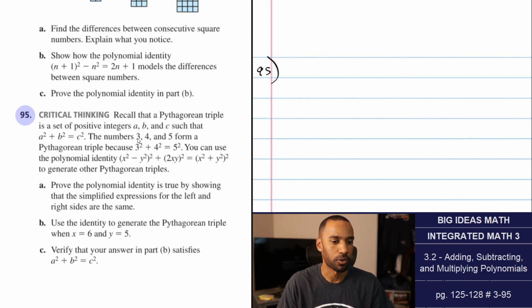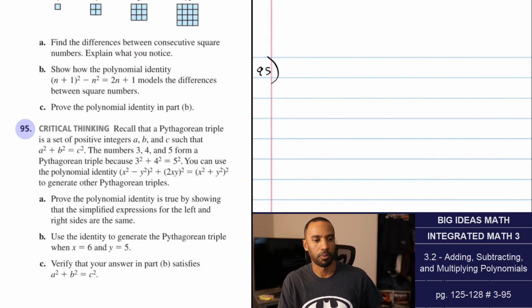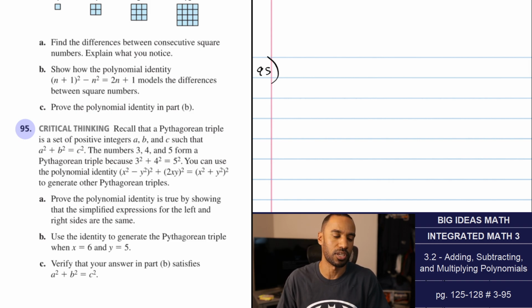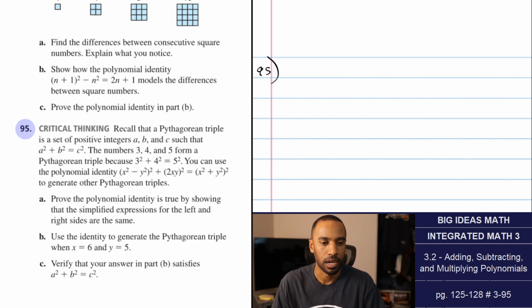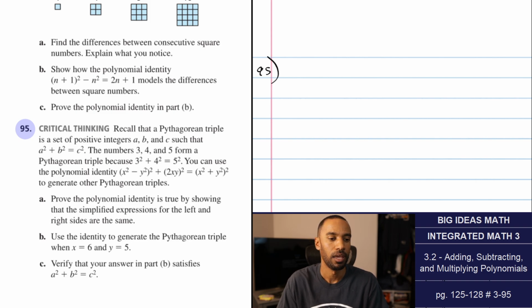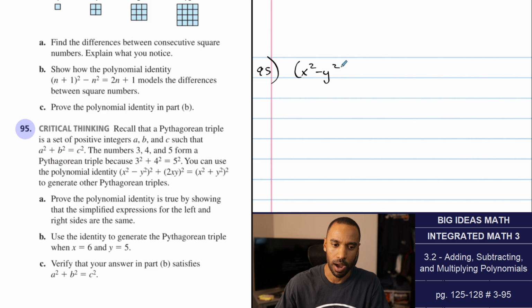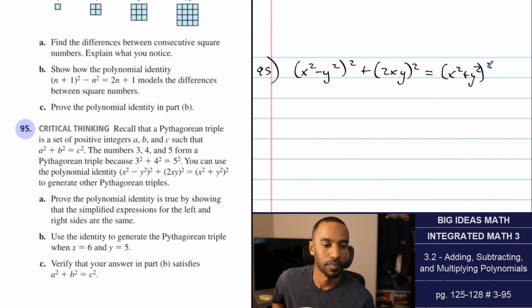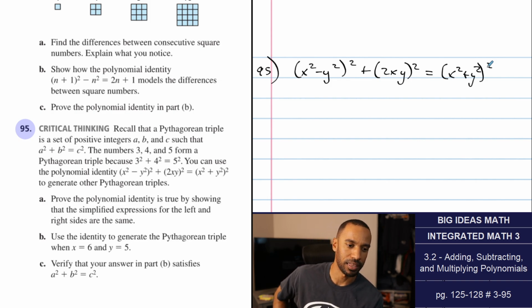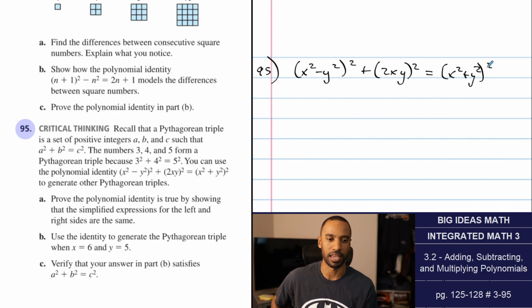Last one, number 95, critical thinking. Recall that a Pythagorean triple is a set of positive integers a, b, and c such that a squared plus b squared equals c squared. The numbers 3, 4, and 5 form a Pythagorean triple because 3 squared plus 4 squared equals 5 squared. You can use the polynomial identity (x squared minus y squared) squared plus (2xy) squared equals (x squared plus y squared) squared to generate other Pythagorean triples. I didn't know that. Prove the polynomial identity is true by showing that the simplified expressions for the left and right sides are the same.